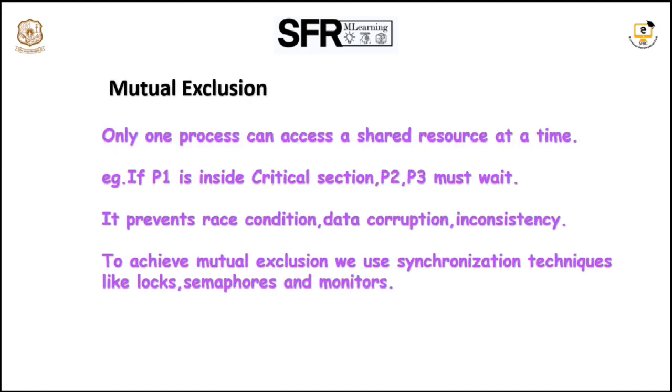The next is mutual exclusion. Only one process can access a shared resource at a time. Example, if P1 is inside the critical section, P2 and P3 must wait. It prevents race condition, data corruption and inconsistency. To achieve mutual exclusion, we use synchronization techniques like locks, semaphores and monitors.